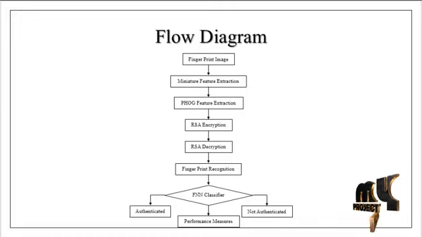Now we are going to discuss the flow diagram of the process. This is the overall working flow of this process. This process consists of modules such as input, pre-processing, feature extraction, encryption, decryption, classification, and finally performance estimation. These are the overall modules we have done in this project.